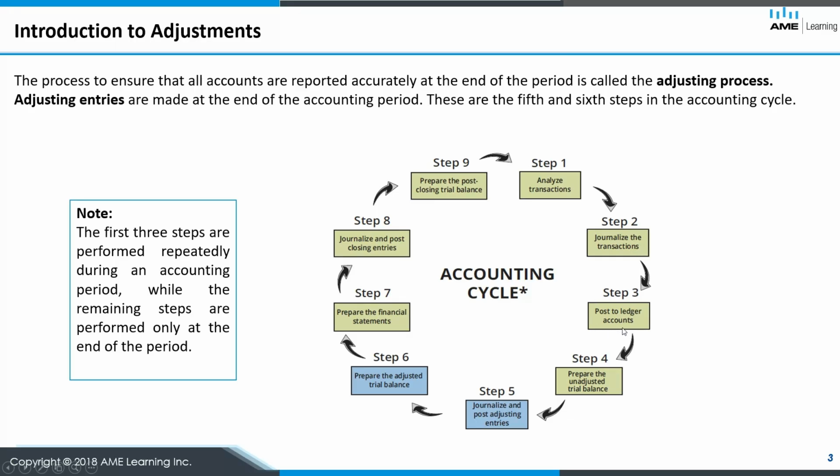And then once we're done recording all of the day-to-day accounting transactions, and doing all those journal entries and ledger postings, and we have final balances, or at least unadjusted final balances, we take those and prepare the unadjusted trial balance in step 4. Here in this chapter, we're going to start looking at the next step, which is to journalize and post the adjusting entries and prepare the adjusted trial balance.